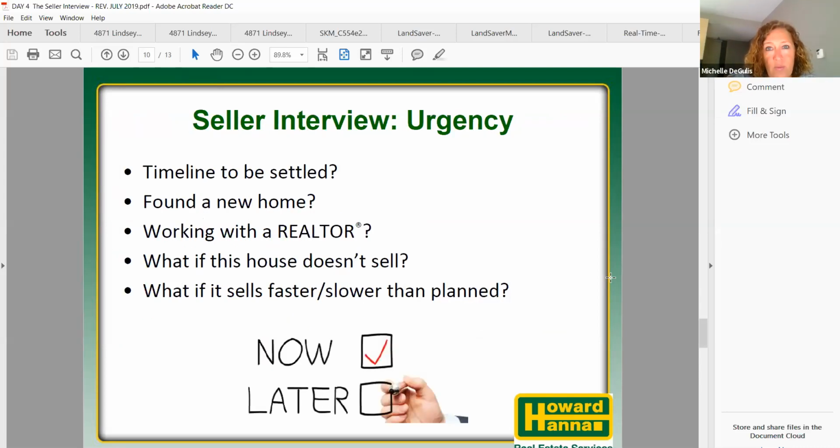Okay, so we built our rapport with them. We talked about the property with them. We found out their reasons for moving. Now we want to see what their urgency is. Again, this is going to help you with your own insight in how you're going to price the property, and how you're going to actually build that rapport with the seller, because they might not be that urgent to go.